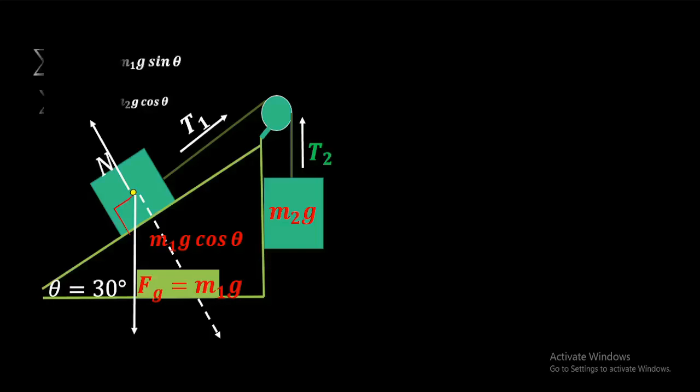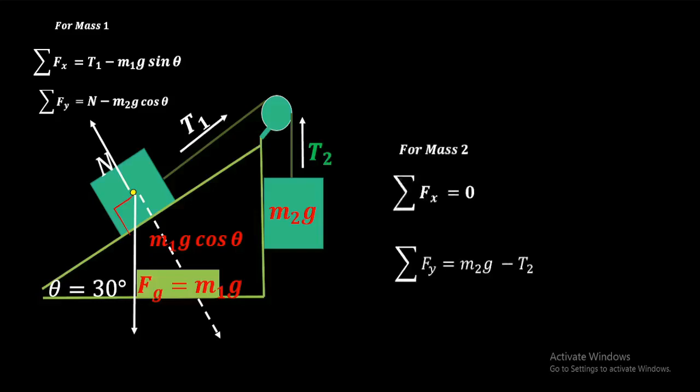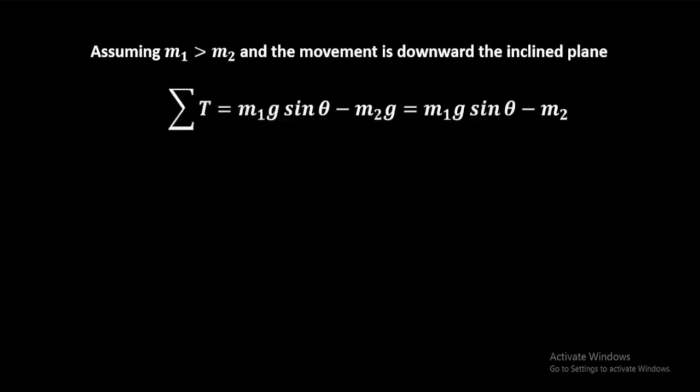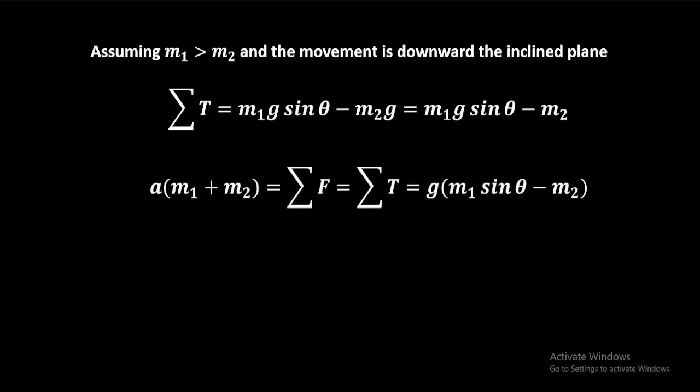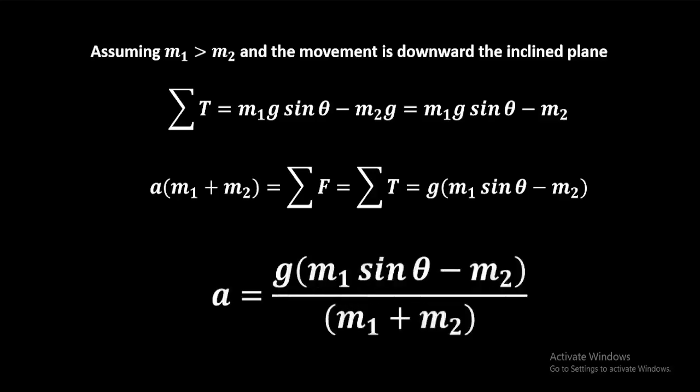The equation of motion for mass 1 is given by. The equation for mass 2 is given by. The sum of the tension along the rope is given by. Assuming that mass 1 is greater than mass 2 and the movement will be downward along the inclined plane, we have, relating the acceleration to the total mass in the system, then knowing that it is related to the net force and is equivalent to the present tension, we have, simplifying gives the acceleration of the objects m1 and m2.